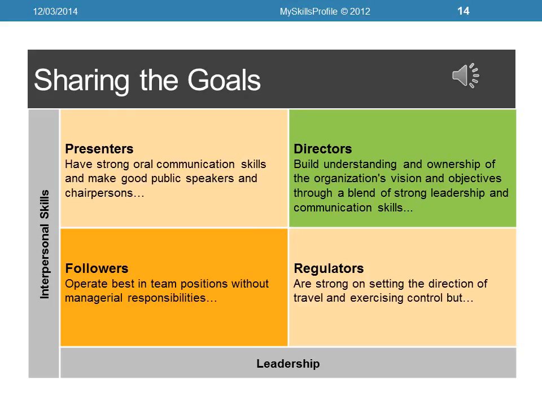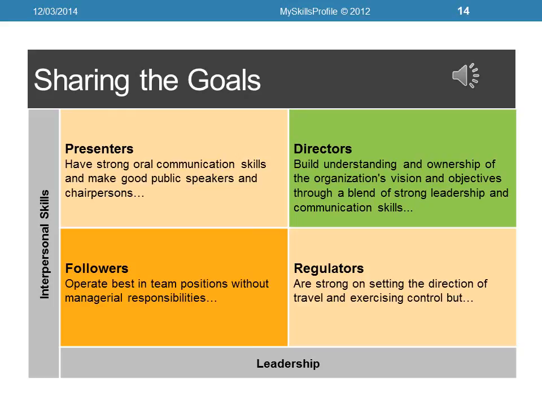Directors build understanding and ownership of the organization's vision and objectives, through a blend of strong leadership and communication skills. Directors provide direction and control, but they also have the interpersonal skills to inspire, persuade, and cajole employees to deliver the vision and strategy. Presenters have strong oral communication skills, and make good public speakers and chairpersons.